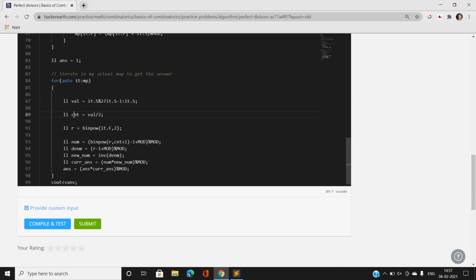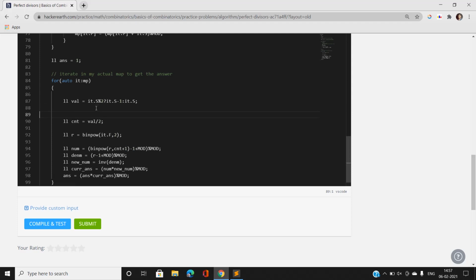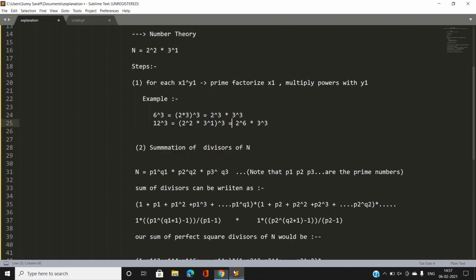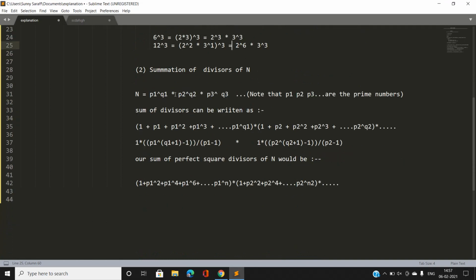So what is count going to store here? Let me write. Count stores the number of elements in the current statement. What is this current statement? Suppose we have p1 power q1, so our sum of perfect square divisors of n would be p1 square, p1 power 4, p1 power 6.